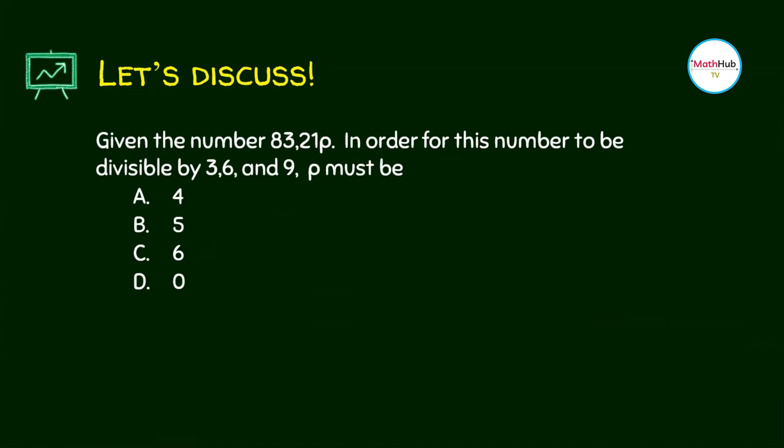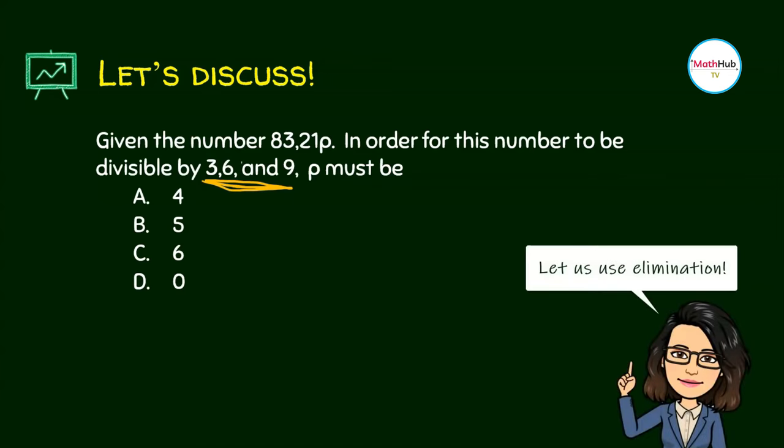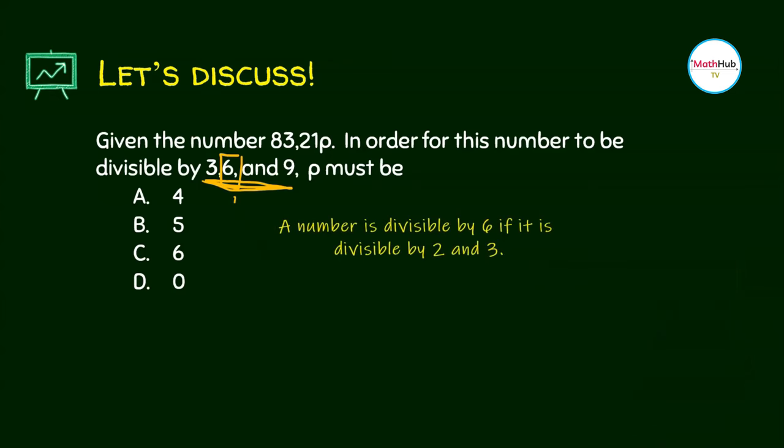Given the number 83,201P, in order for this number to be divisible by 3, 6, and 9, P must be. Let us recall the divisibility rules for 3, 6, and 9. They are related, correct? But first, let me look at divisible by 6. Recall that if you are divisible by 6, you are divisible by 2 and 3. So that means P cannot be equal to 5, right? Because if the last digit here is 5, it cannot be divisible by 2. So that's eliminated. So we're left with A, C, and D.